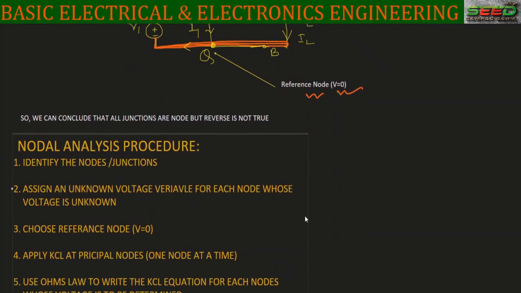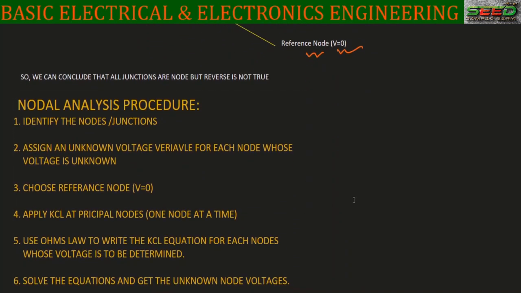Now we can consider that all the junctions are nodes but the reverse is not true. All the junctions are nodes because in a junction there must be three elements connected, but in a node there can be two elements or more than two elements connected.